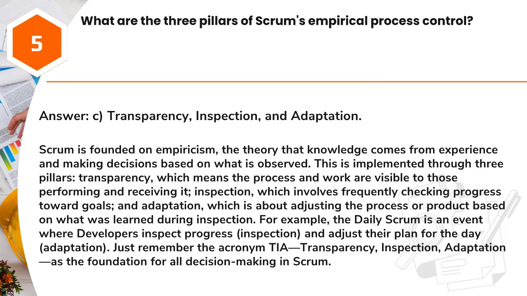Scrum is founded on empiricism, the theory that knowledge comes from experience and making decisions based on what is observed. This is implemented through three pillars: transparency, which means the process and work are visible to those performing and receiving it; inspection, which involves frequently checking progress toward goals; and adaptation, which is about adjusting the process or product based on what was learned during inspection. For example, the daily Scrum is an event where developers inspect progress, inspection, and adjust their plan for the day, adaptation.